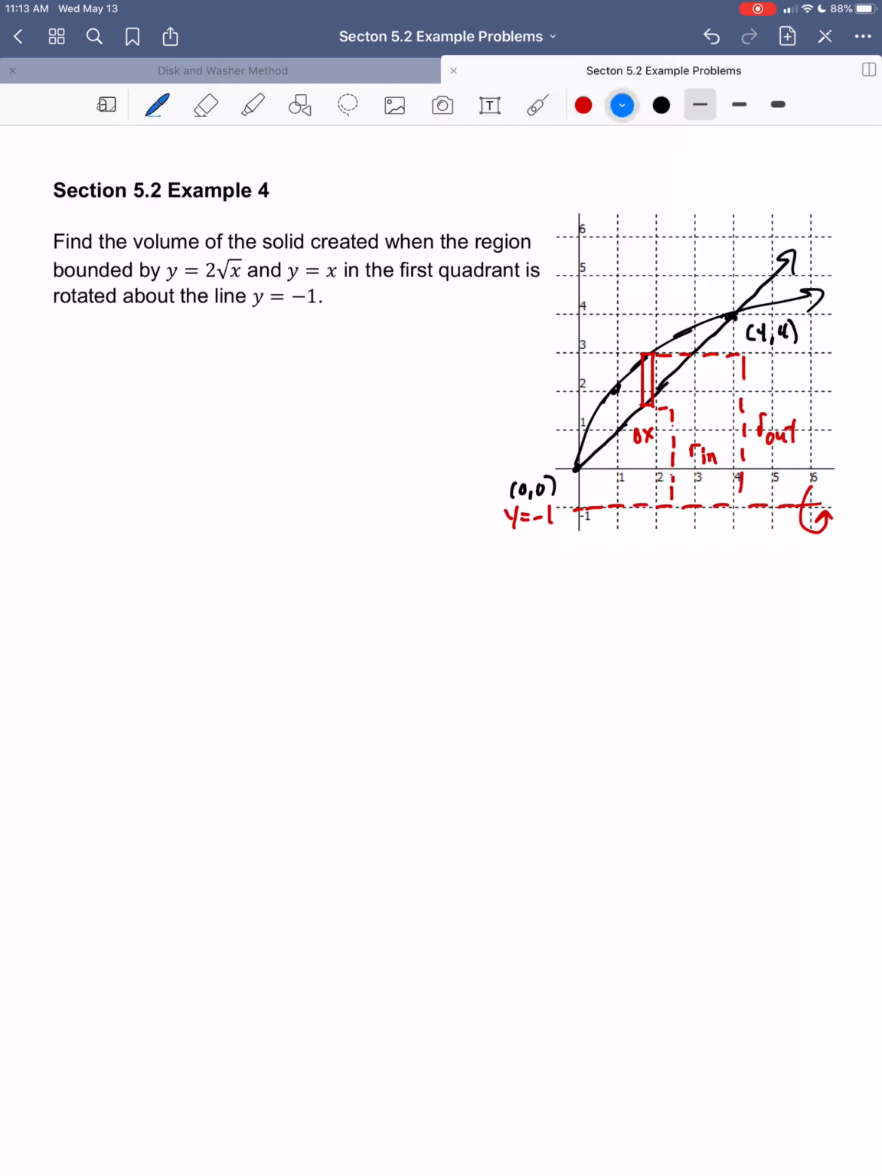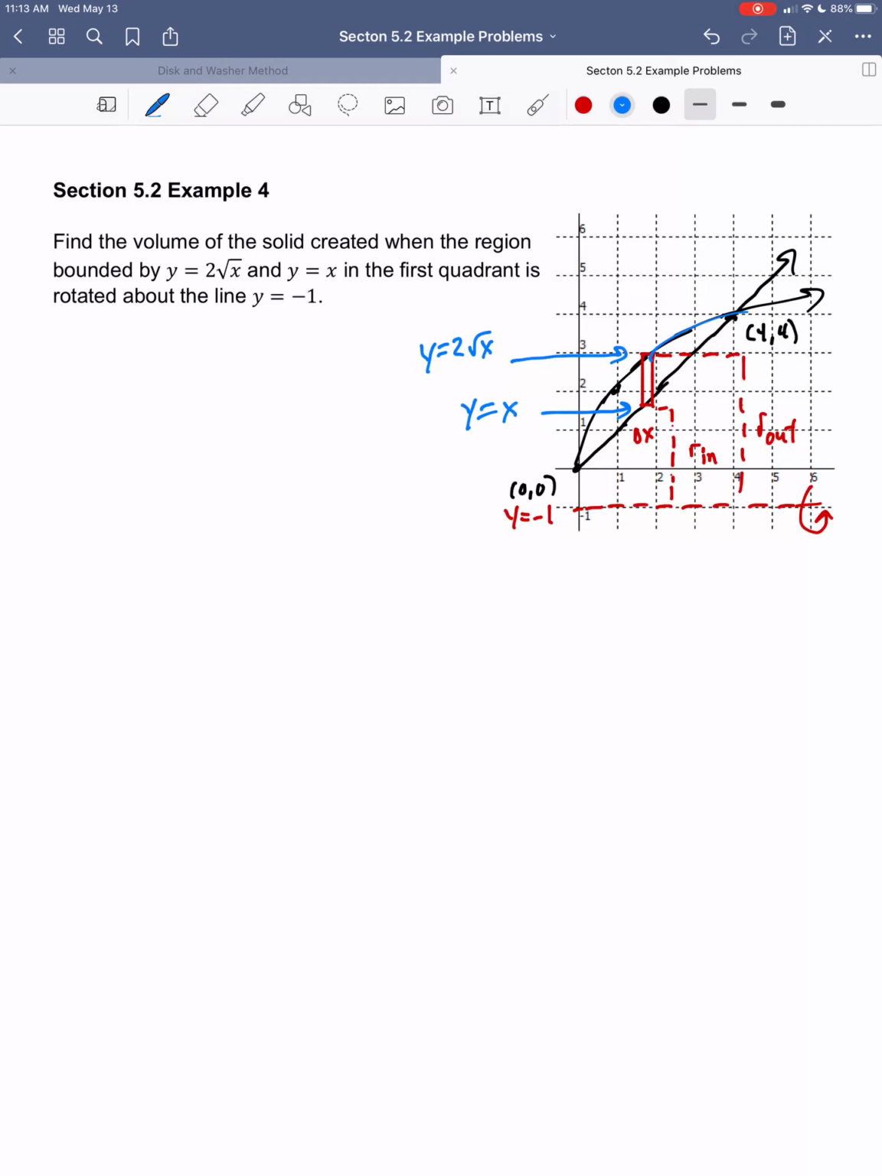And to find that, well, those distances are vertical distances. The inner radius is going up, the outer radius is going up, so I'm going to have to subtract y coordinates. So what's the y coordinate here? Well, the y coordinate on the bottom, that's along the line, so the y coordinate is just x. And what's the y coordinate here? Well, that's on the curve. That's y equals 2 square root of x.